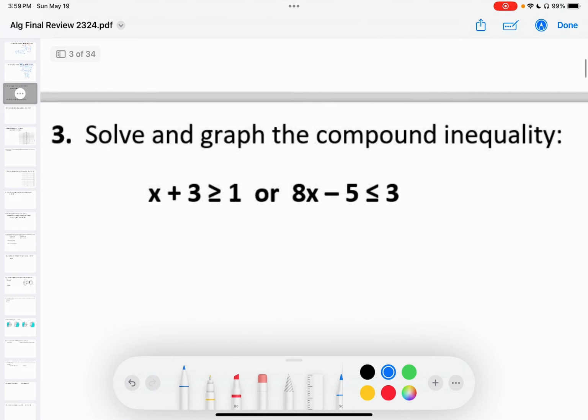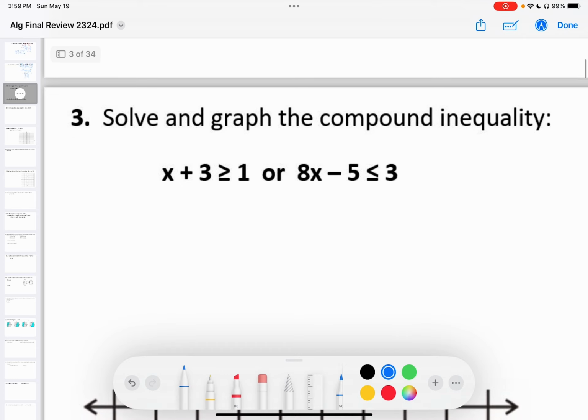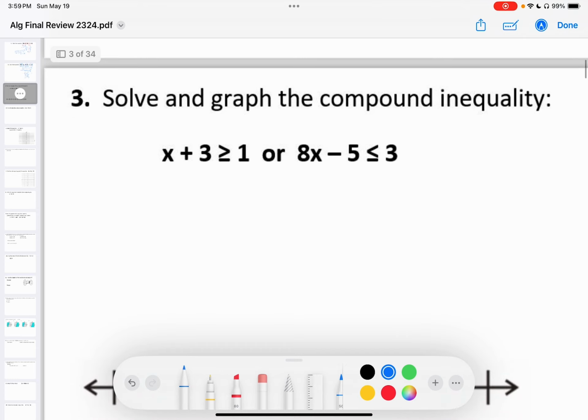All right, solve and graph the compound inequality. So we've got an OR, so basically we're going to solve each of these individually. So I'm going to solve that left one first. I'm just going to subtract 3 from both sides. I've got x greater than or equal to negative 2. And then I'm going to do that on the right side. And I'm going to add 5 to both sides.